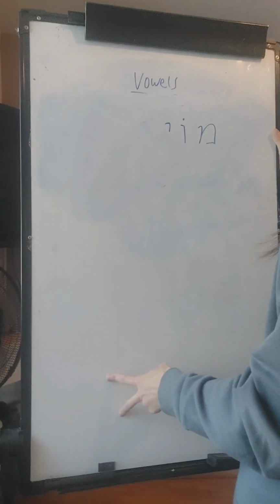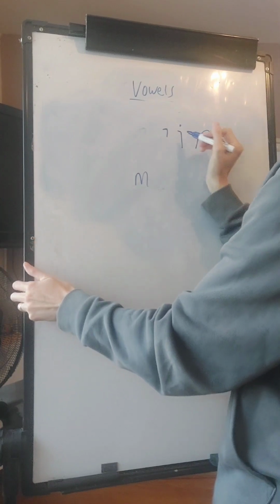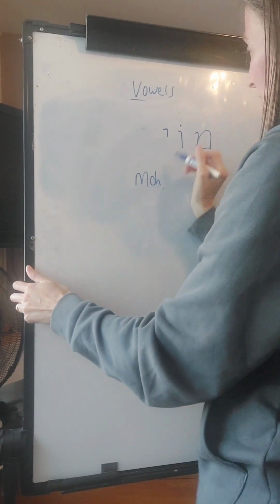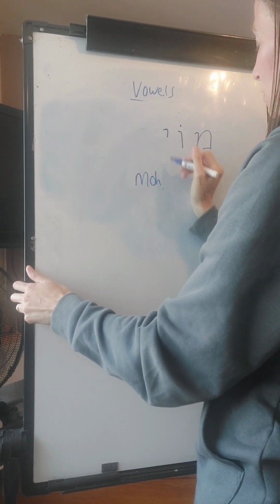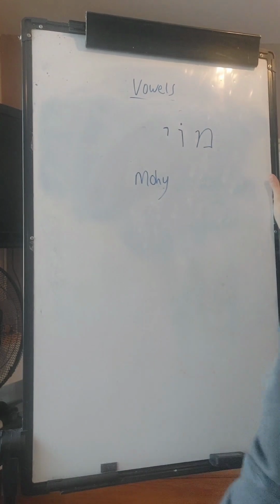Now if you've seen this, this is the mem. If you see the vav with the dot, you know it's the O sound, and then the Yud at the end, which sounds as ya. It would read as moi.